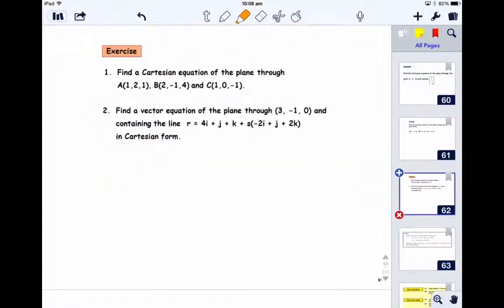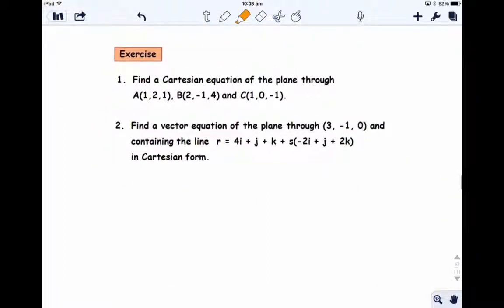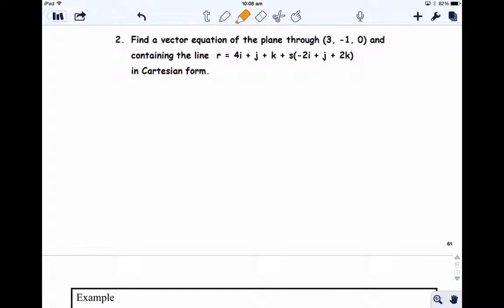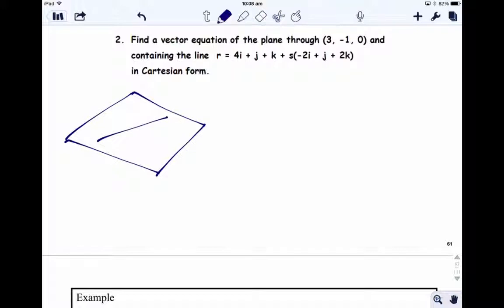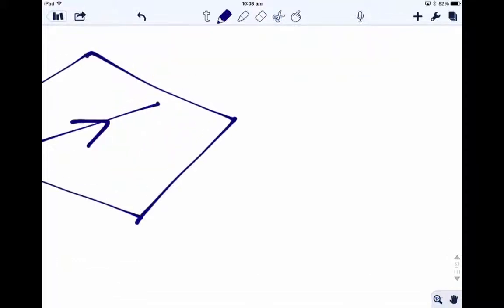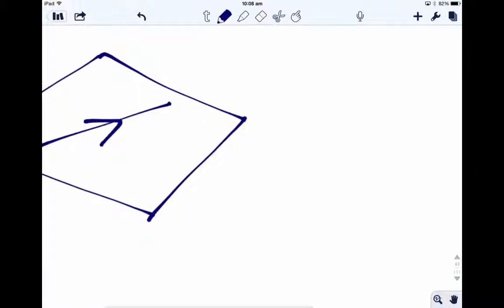Okay, let's do a question. Let's look at this second question here. Find a vector equation of a plane through that point containing that line. Okay, diagrams always help. Got a plane here. Here's a line lying in the plane. We've got the equation of the line in the plane, and we know the plane is going through this point, which is (3, -1, 0).